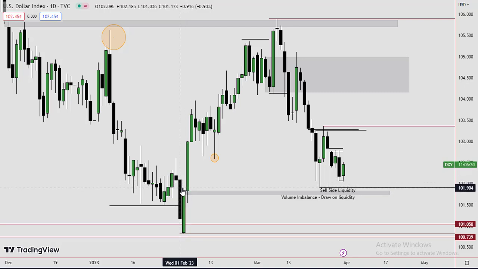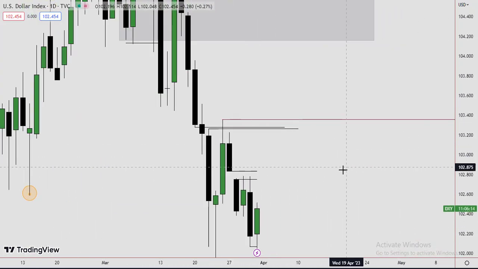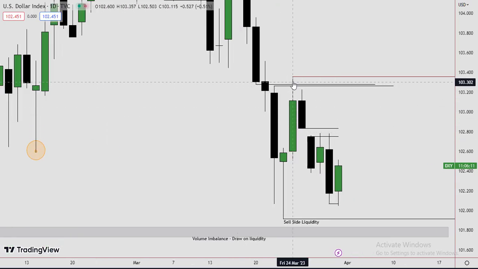Remember, when treating PD arrays or institutional reference points in their order of importance, we like to put more attention on the mitigation block. After the mitigation block comes the breaker block. So this is very important. Price traded into it, took out sell liquidity here, traded into the bullish order block within the breaker block, then expanded to the upside. So what happened, this was on Friday.